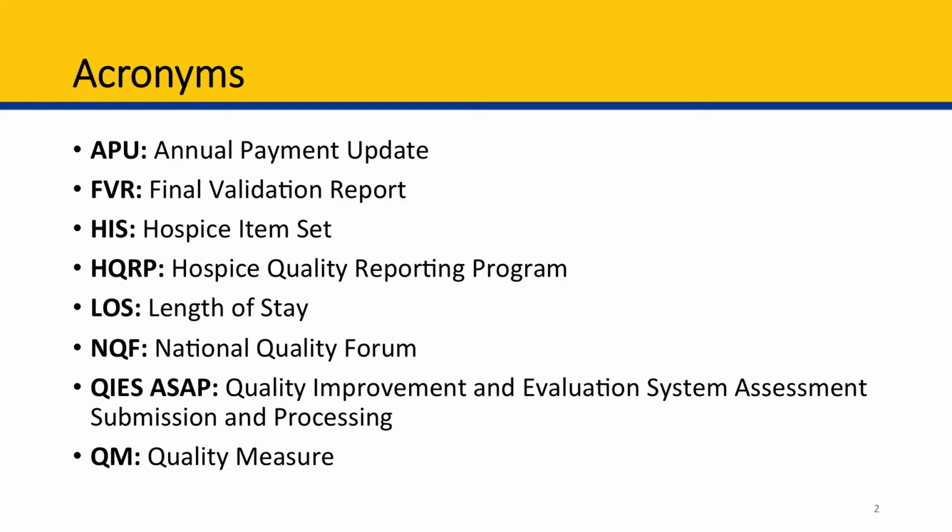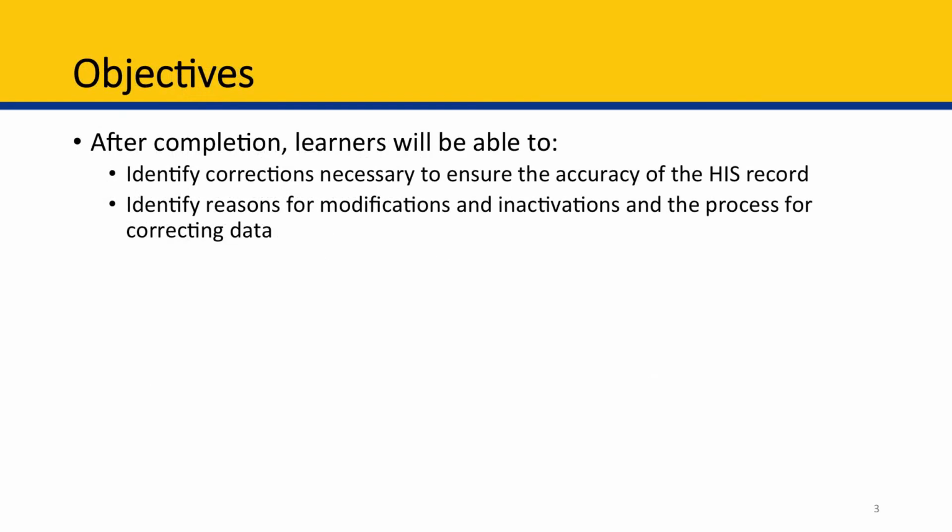Included here on Slide 2 is a list of acronyms that will be used in this presentation, listed in alphabetical order. After completion, learners will be able to identify corrections necessary to ensure the accuracy of the HIS record and identify reasons for modifications and inactivations and the process for correcting data.